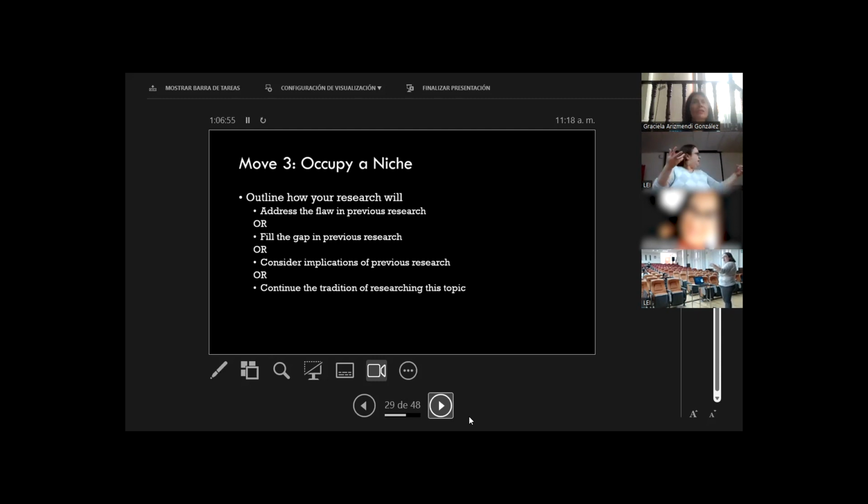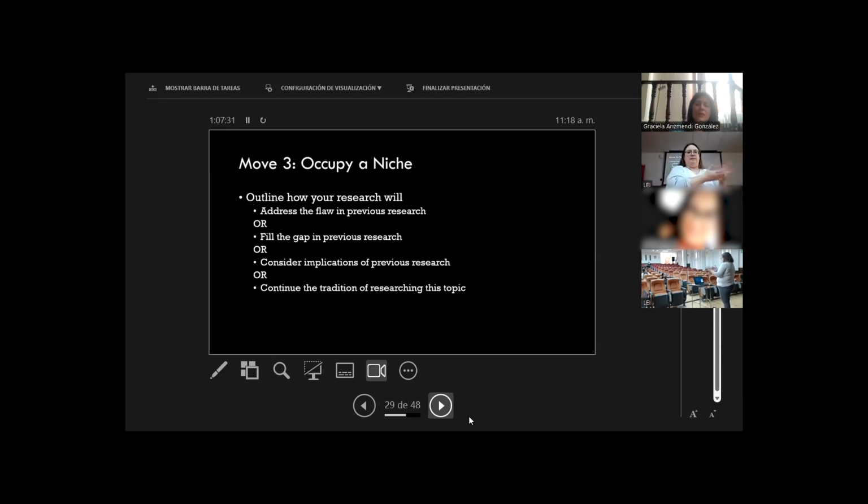And this is where I think you were asking, where students say, okay, I give my ideas now. And yes, this is the place where you enter the conversation. So you outline how your research will address that flaw, how you're going to fill that gap, how you're going to consider the implications of previous research. If someone else has said, here's an implication of my research, you say, okay, I'm going to pick up from that previous scholar, or you're going to continue the tradition of researching this topic, right? You've given some reason why we need to keep looking into this issue, and we're going to do it.